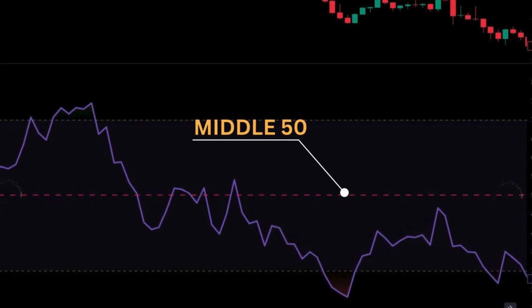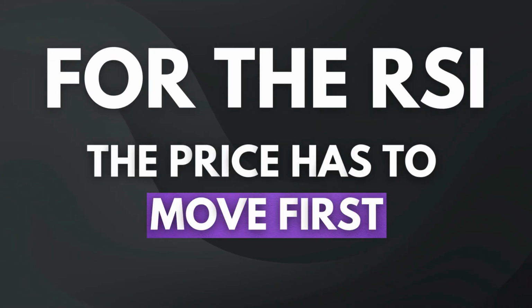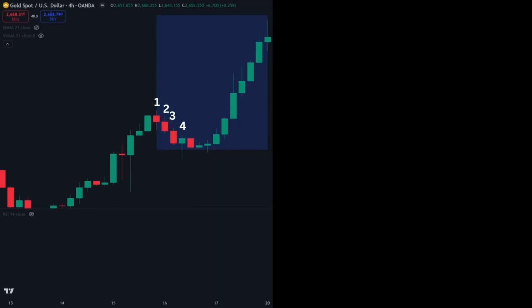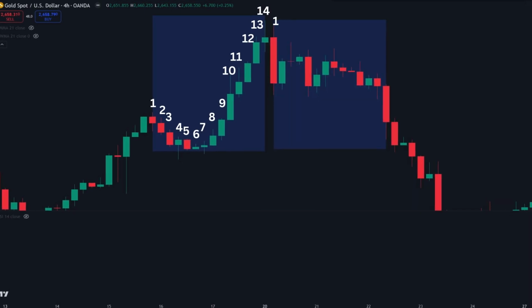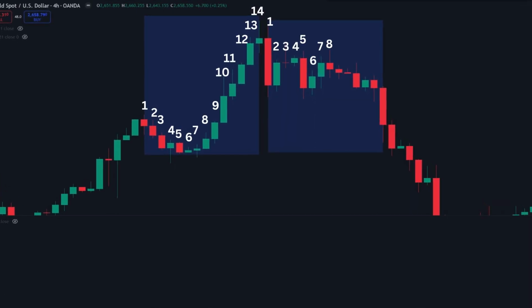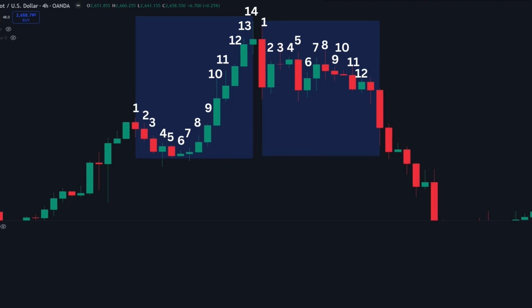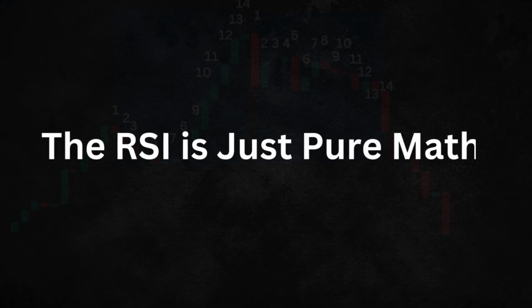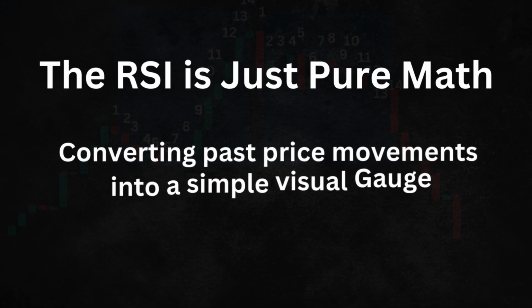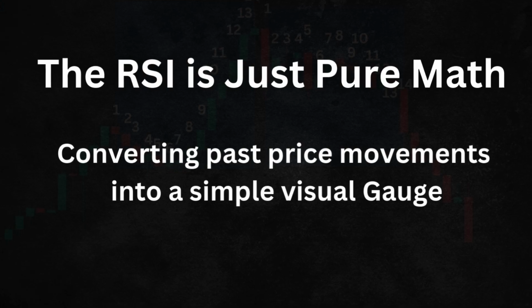Which brings us to the next important concept. For RSI, the price has to move first. And this is where the problem lies. What if I told you these 14 candles will push the RSI above 70 and the very next 14 candles can actually drop RSI below 30? That is because the RSI is based on a mathematical calculation of 14 candles.